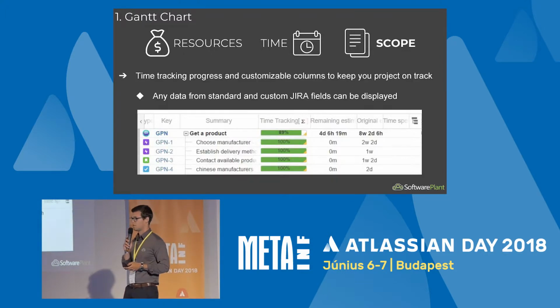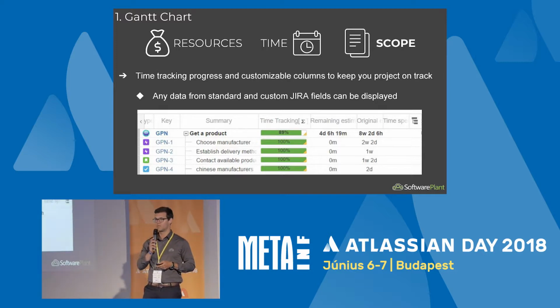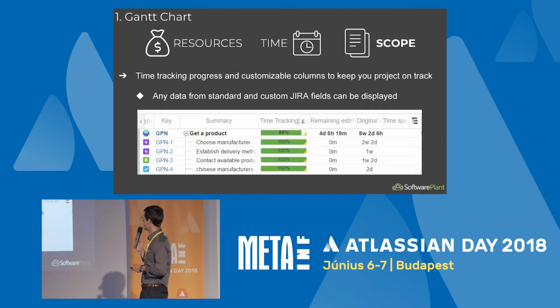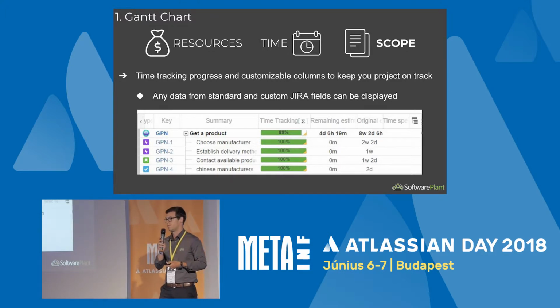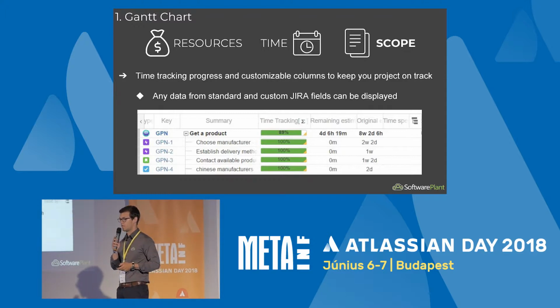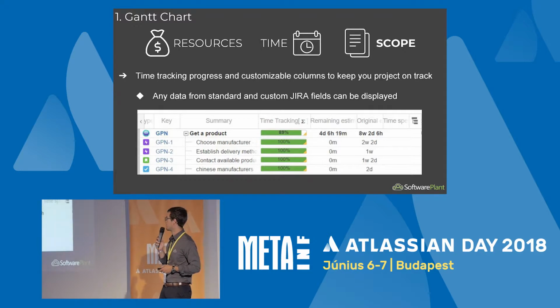What is also crucial to highlight here is the scope, simply the issues that you have in your program. To keep order with your scope and to see the appropriate data, you can define any data here. Any data, I mean standard or custom Jira fields, to be displayed. In this example, I just prepared a time tracking field, because it's information that allows you to keep your project on track and to see how the progress is going in your work breakdown structure.